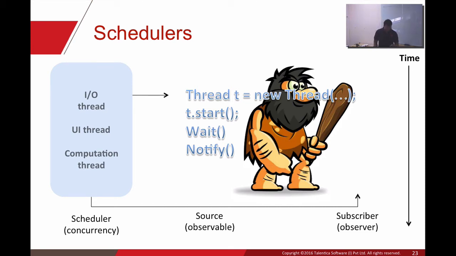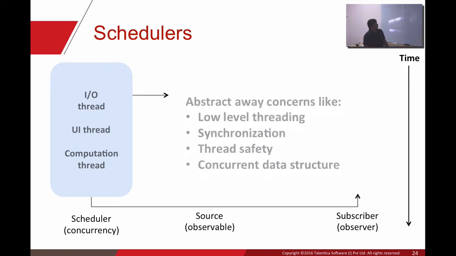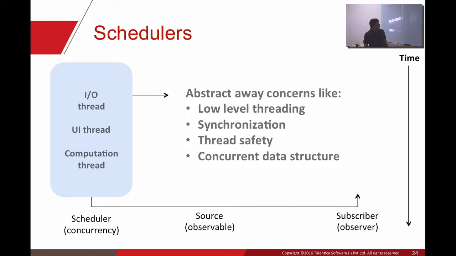So schedulers is what allows us to do this. It allows us to deal with threading, concurrency, synchronization, concurrent data structures. Oh yeah, that was out of time. So you can abstract away these things. So I don't have to deal with synchronization. This is one big part of when you write apps or applications for that matter, right? We don't have to deal with threading or synchronization or thread safety or concurrent data structures. RxJava will help you with this.